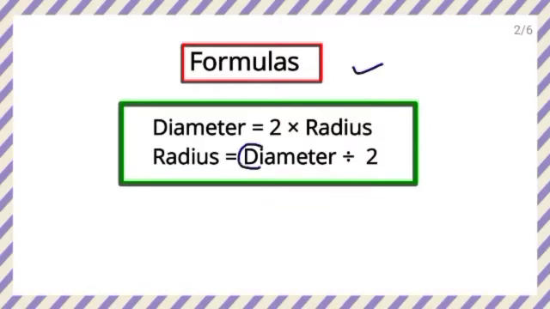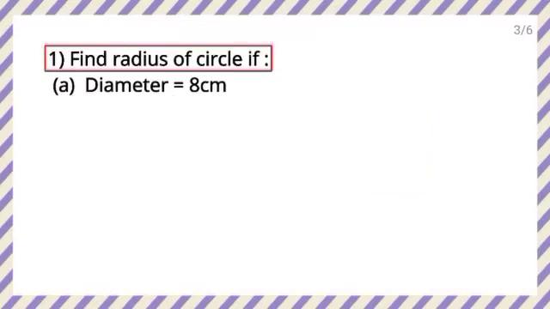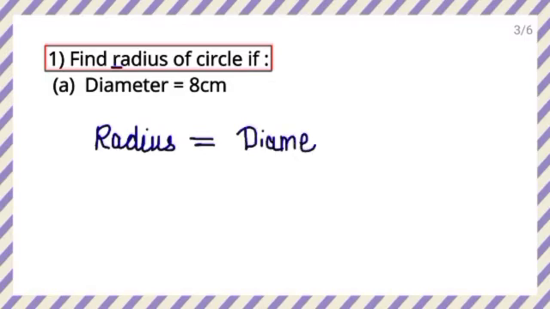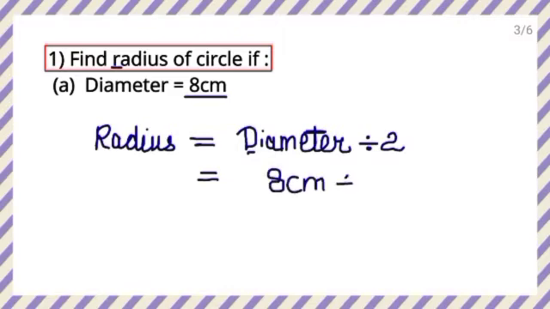You can remember it like this too. We have D here, so in this we will divide. Now they are asking to find the radius. What do we have to find out? Radius. So we will use the formula radius is equal to diameter divided by 2. So radius is equal to diameter, which is 8 centimeter. Put here 8 centimeter divided by 2.